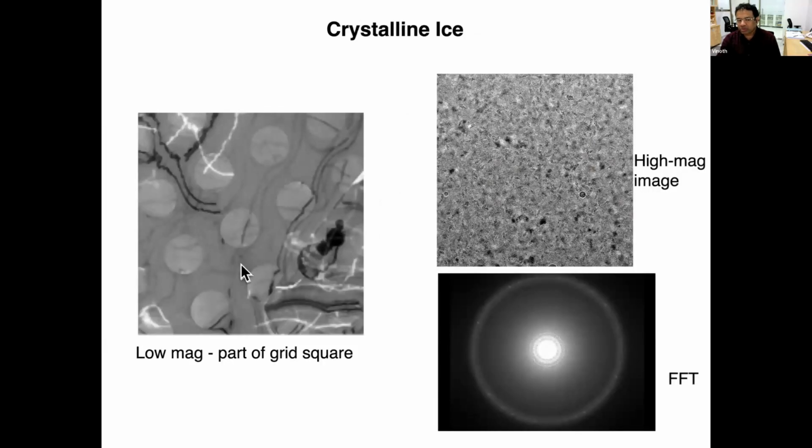And this is something we very often overlook. It's the crystalline ice that can happen because when the grid went into the ethane, it probably was not frozen properly. Then you can get this crystalline ice. This is very obvious when you take a low mag image of part of the grid square, where you can see this background here. And if you take a high mag image of one of these holes, then you can clearly see the rings here, which come from 3.6 angstrom, the hydrogen bond between the water molecules in ice.